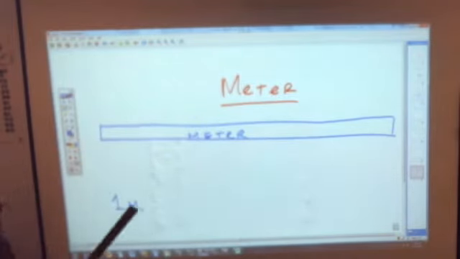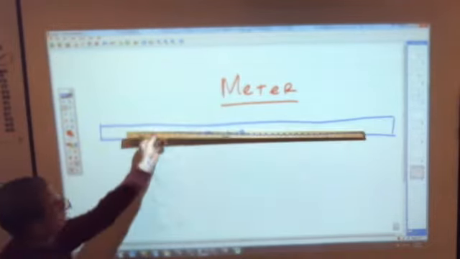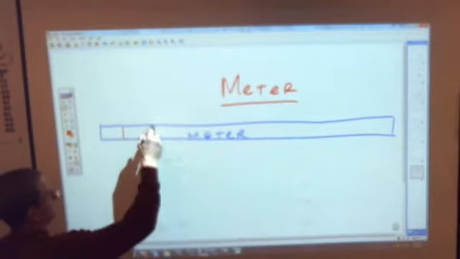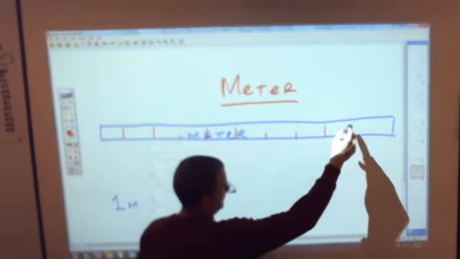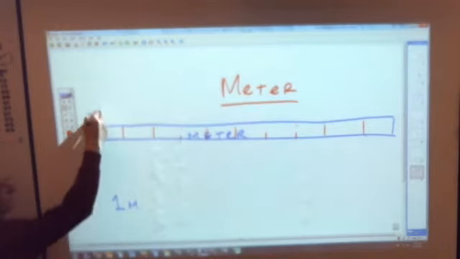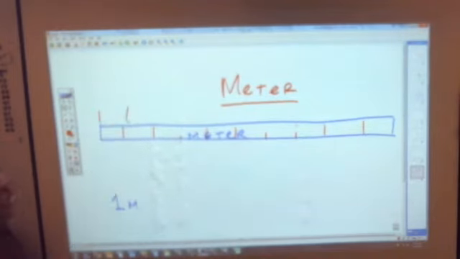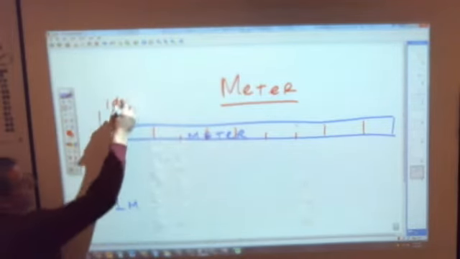Well, there are some units of measurement in the metric system that we don't use very often, just because we don't really need them. If you take a meter and cut it into 10 equal pieces, about like this, 1, 2, 3, 4, 5, 6, 7, 8, 9, 10, this little chunk right here is what's called a decimeter. 1 decimeter.